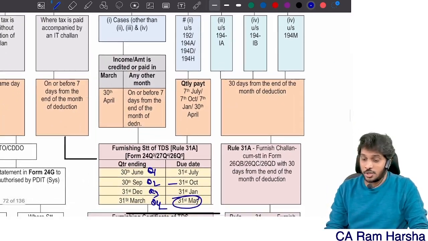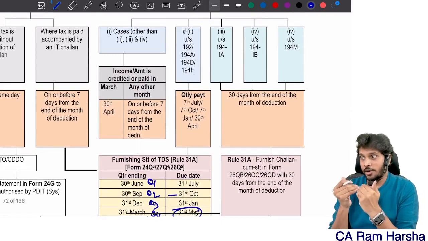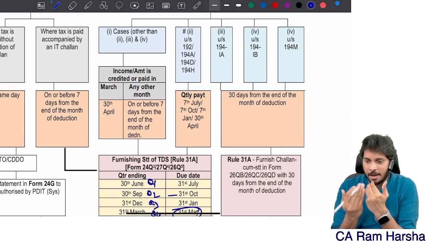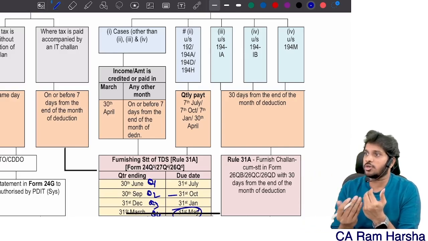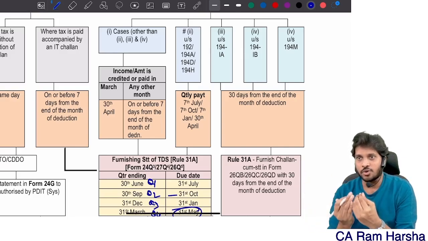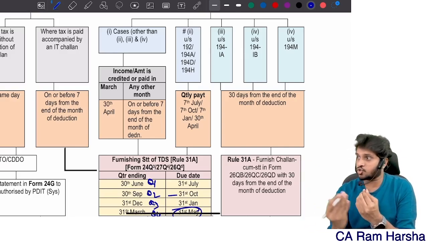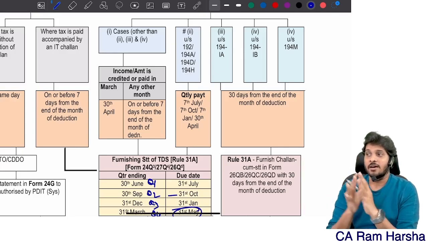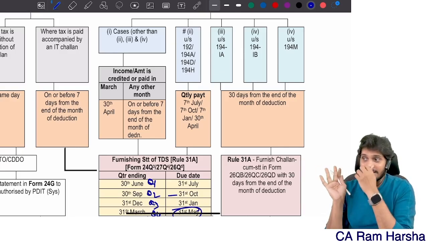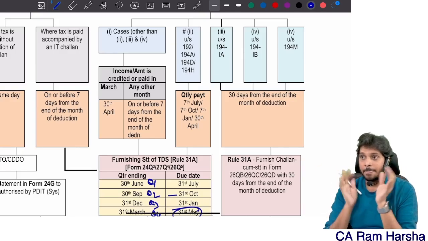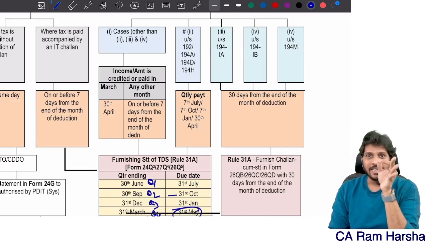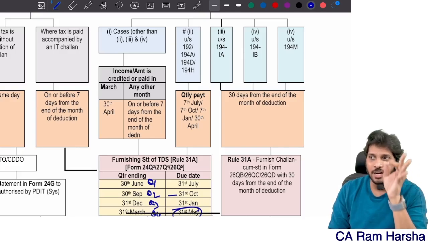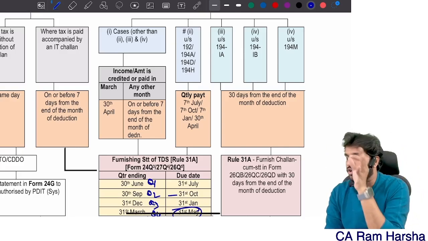Now, as an employer, as a businessman, I am making payments to employees. As a bank, I'm paying to my deposit holders. I'm paying rent to the landlord. So many people I'm paying, I'm deducting tax. When I'm deducting tax, I will not deduct it using my PAN number. I will use my TAN number, Tax Deduction and Collection Account Number.